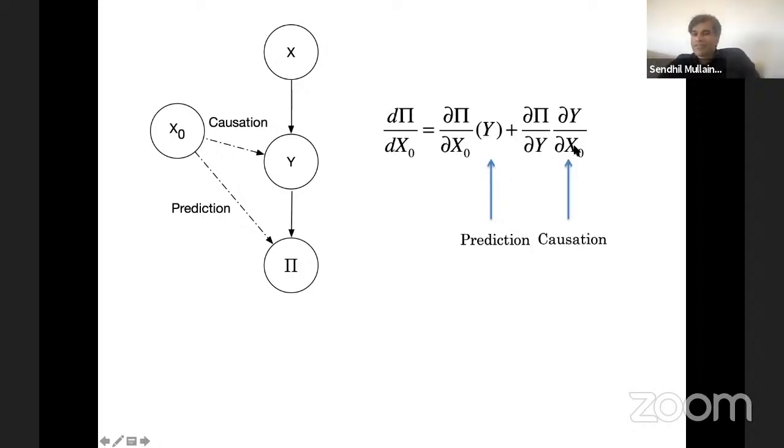This is causation. Does the variable itself affect y? So this is y hat problems. This is beta hat problems. So between the graph and the derivative, you can see that in any generic decision problem, there's going to be predictive elements and causal elements.